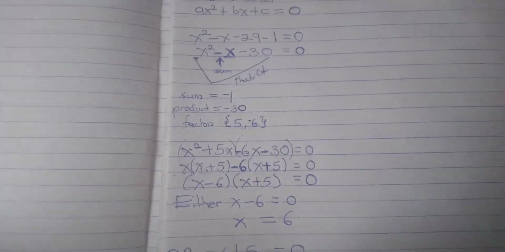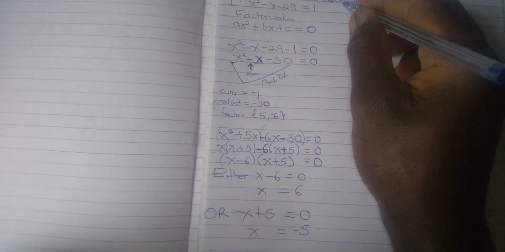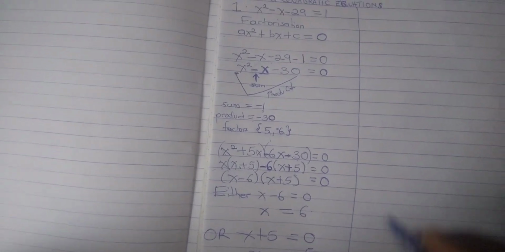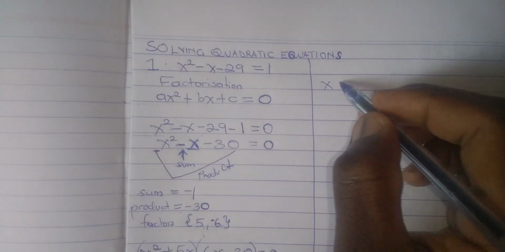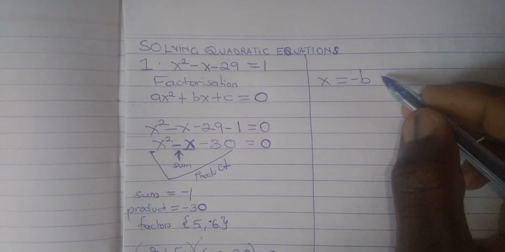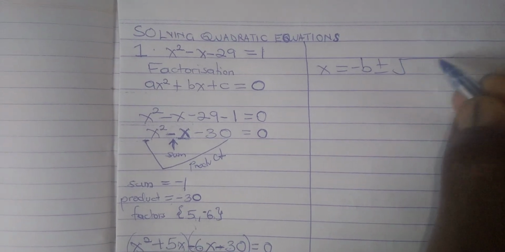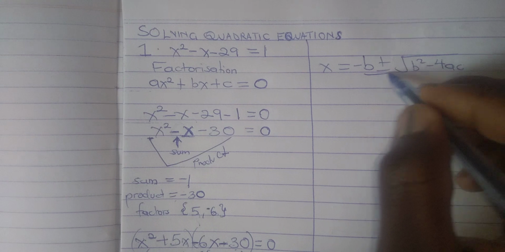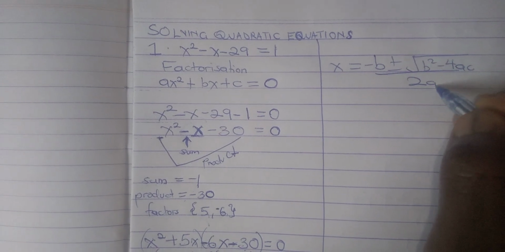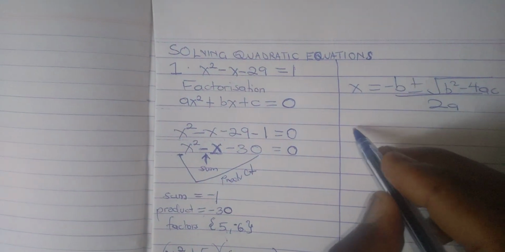So let us just go to another method, still the same example, the bulldozer formula. You remember the bulldozer formula is in the form of x equals negative b plus or minus the root of b squared minus 4ac, over 2a.